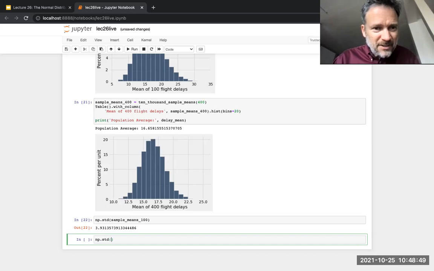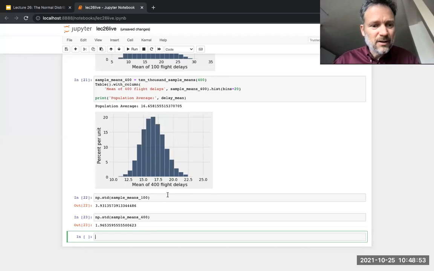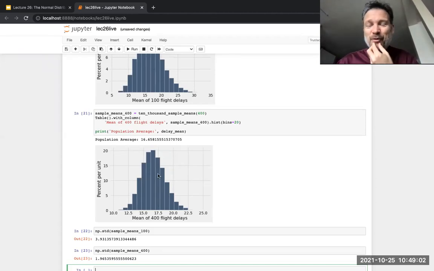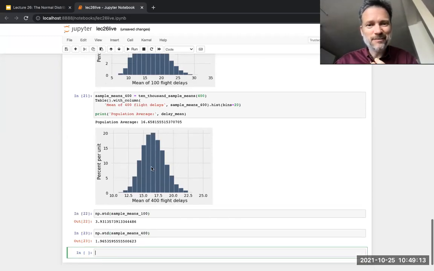And for the bottom histogram, a standard deviation of a little less than 2. Okay, so the bottom graph is narrower, about 2 times narrower than the top graph. And we can measure that with numbers.